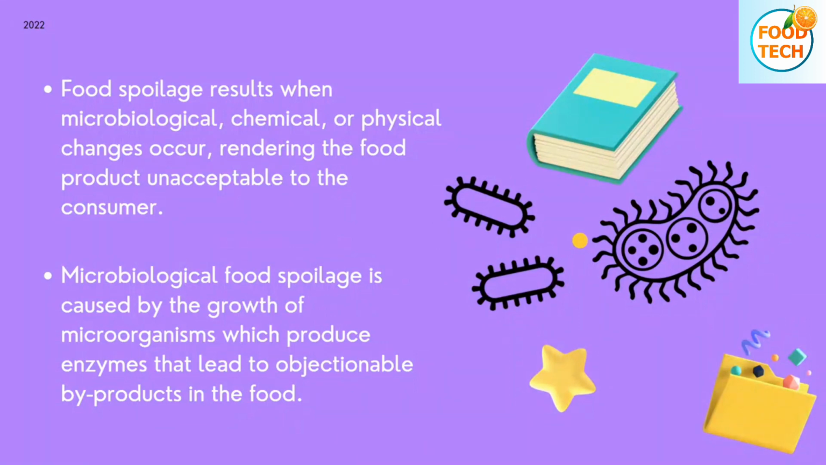So let's begin, right? As I said, microbial food spoilage can occur from many factors. It could be microbial, chemical, or physical changes, and this renders the product unacceptable to the consumer. As you all know, FSSAI's main objective is to provide safe and wholesome food to consumers. So if such factors grow in the food, that food is unacceptable to the consumer. I'm sure you won't like to eat spoiled food, right?